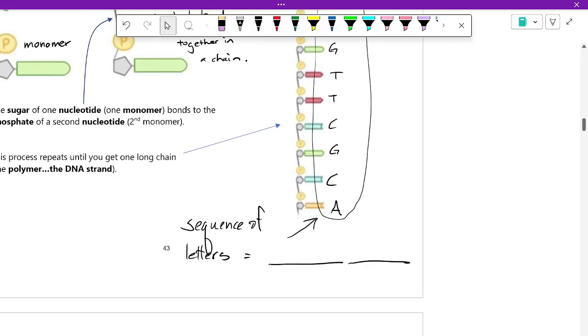The what? The code. It is a kind of code. Do you remember what type of code it is? Yes? You're so close. We're going to add a little something onto the end of the word gene. Genetic. Okay, so that is our genetic code. Okay, and genetic code is a vocab word, so you should know that. The sequence of letters is the genetic code.